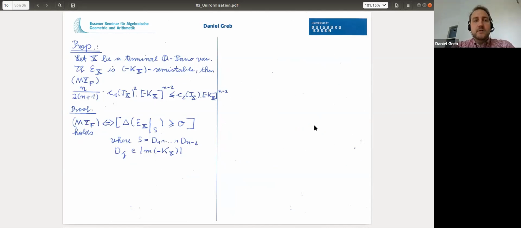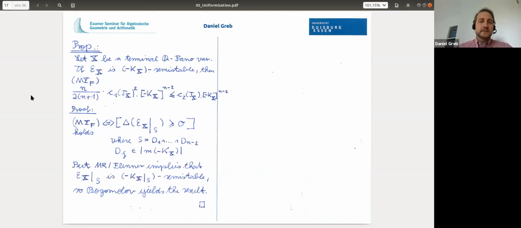The Miyaoka-Yau inequality holds if I interpret these intersection numbers according to my definition. I have to cut down to a surface which is coming from the complete intersection of n minus 2 copies or members of m times minus Kx. And then this holds if and only if delta of Ex restricted to S is bigger than or equal to 0.